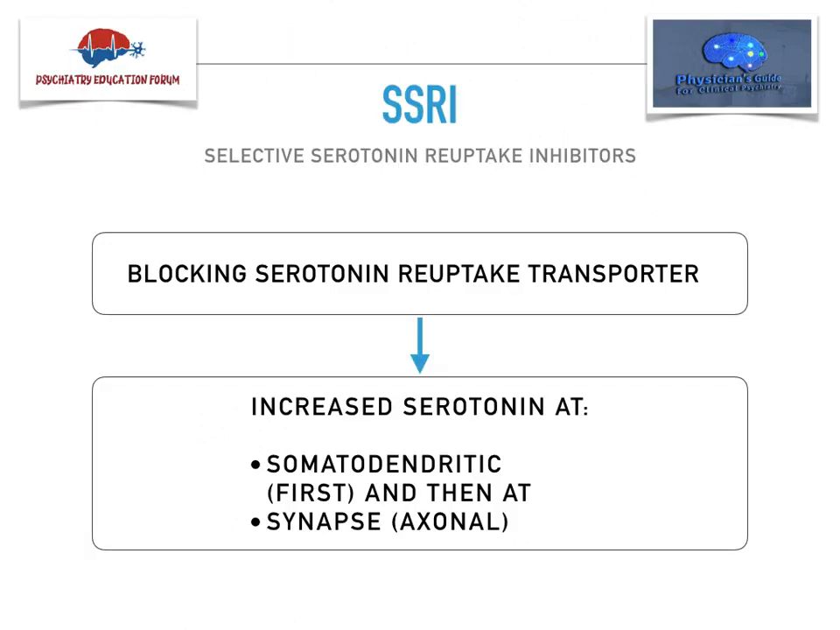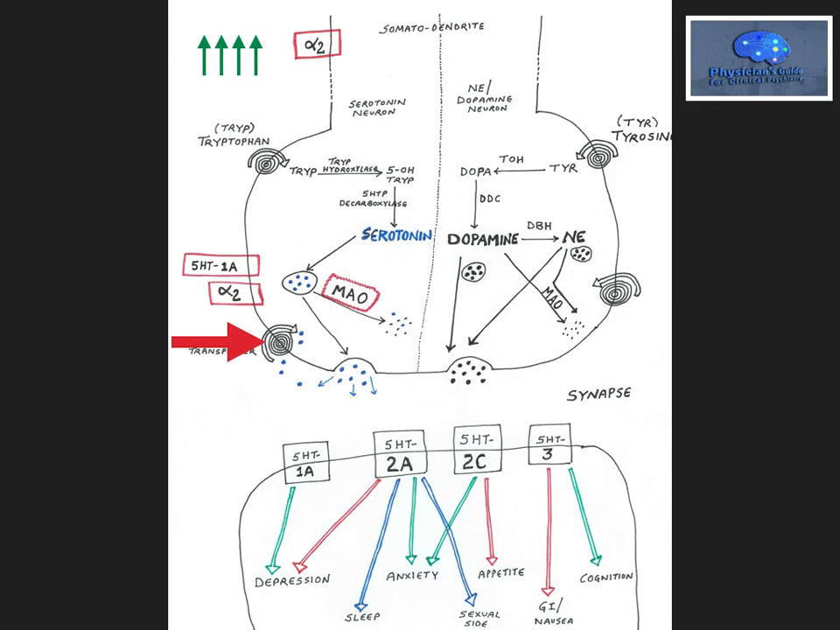So let me actually go down. Yes. So blockage of transporter increases serotonin first on top, which is the somatodendritic area, and with time it increases serotonin at the synapse level. So why does it matter where serotonin is increasing? Well, it matters because when serotonin is increased in a somatodendritic area, it first acts on these alpha 2 receptors. What are alpha 2 receptors?